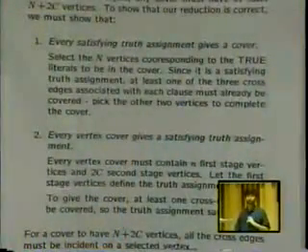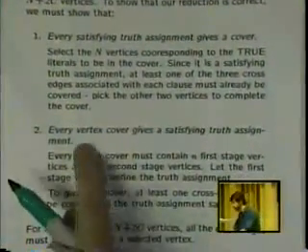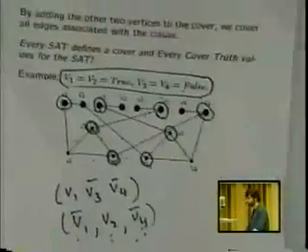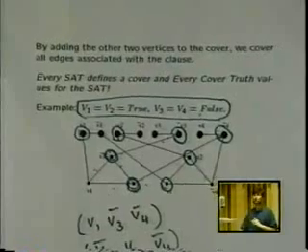What is the other thing we have to prove? That every vertex cover of the right size gives us a satisfying truth assignment. That's the sort of if and only if that shows that the mapping is right. So suppose I give you a vertex cover. Look, here's a vertex cover of the right size. Any vertex cover of the right size.